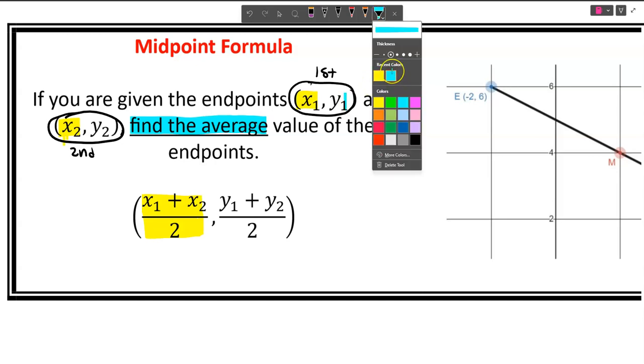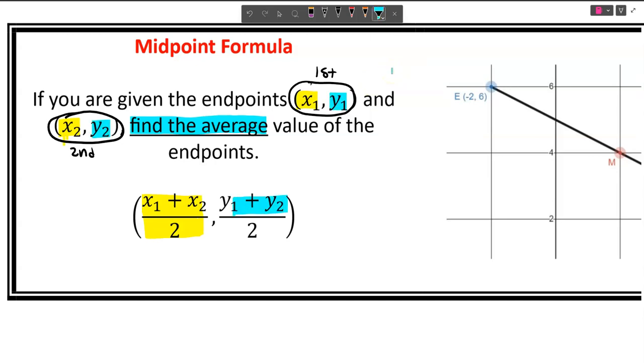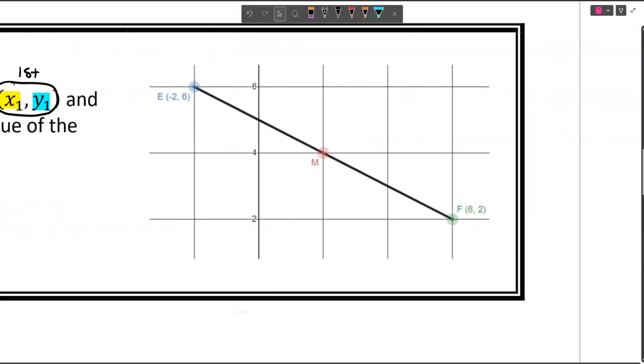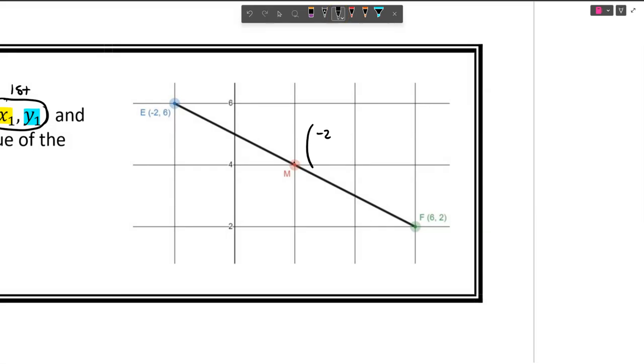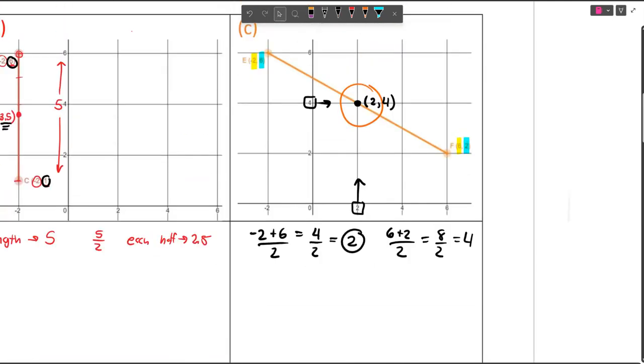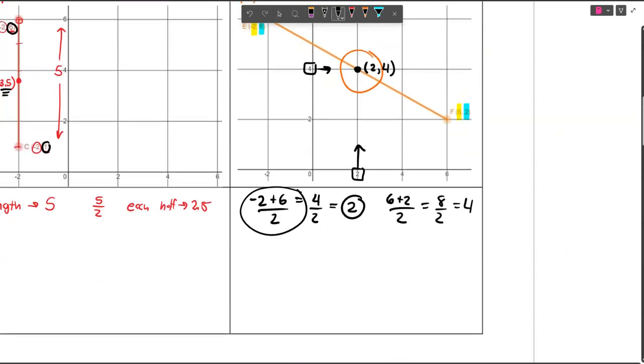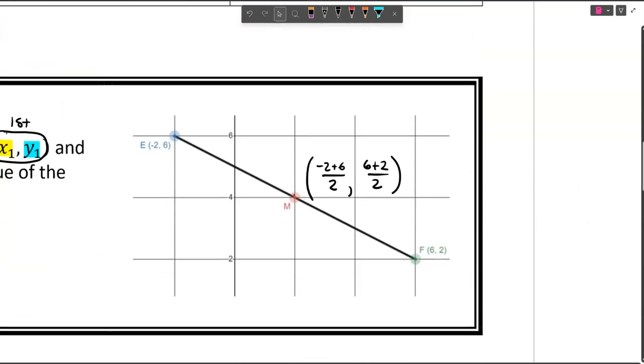And then we did the same thing for the y. We took y1 and y2, and we averaged them. So if we're using that in this example, well, there it is. This is the example we just did. So using the midpoint formula would have looked like -2 plus 6 divided by 2, and then 6 plus 2 divided by 2. And that was the exact same thing we did right here. There's the work, there's the work. And our answer we got here was 2, 4.